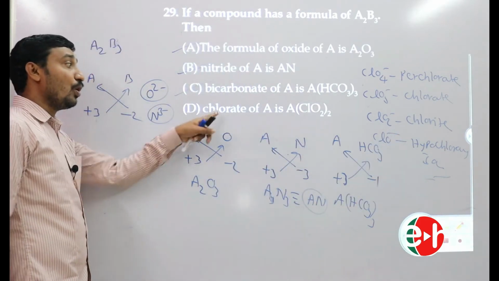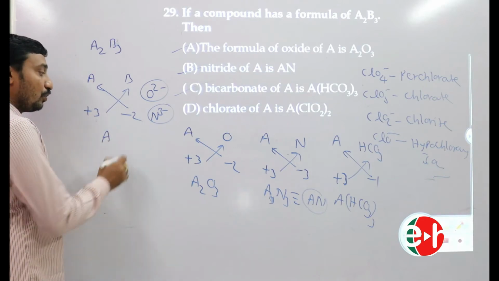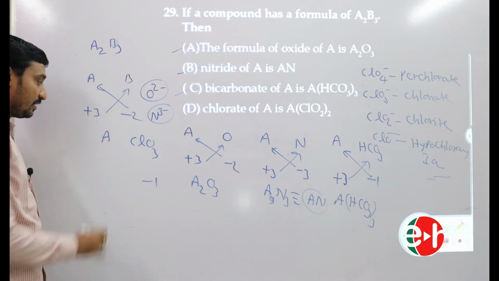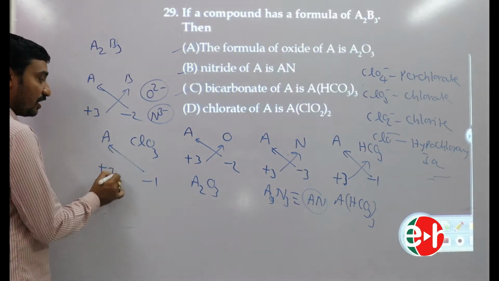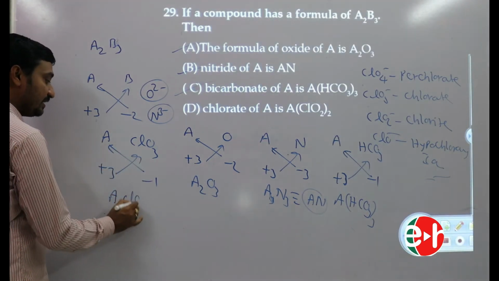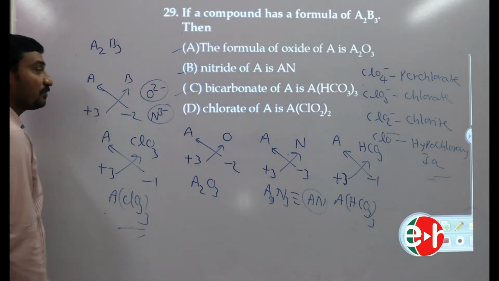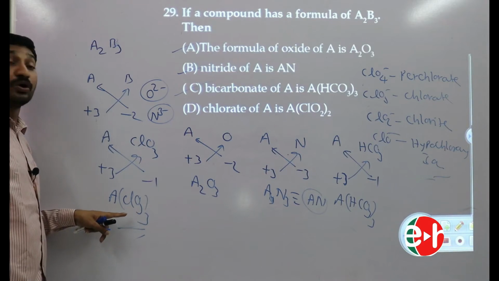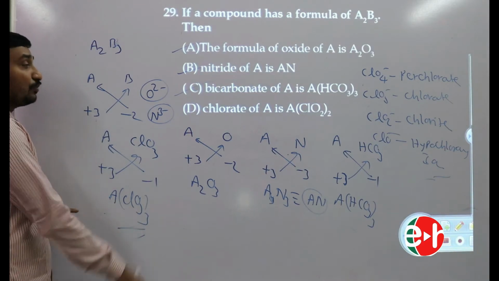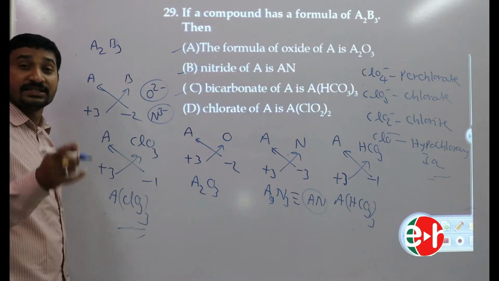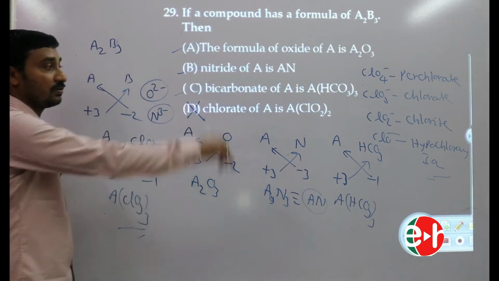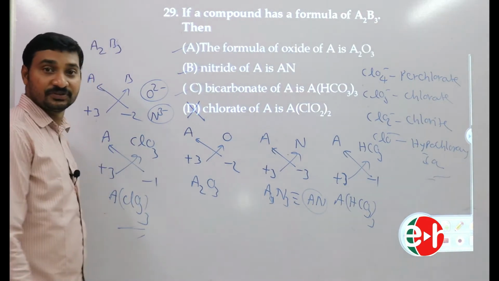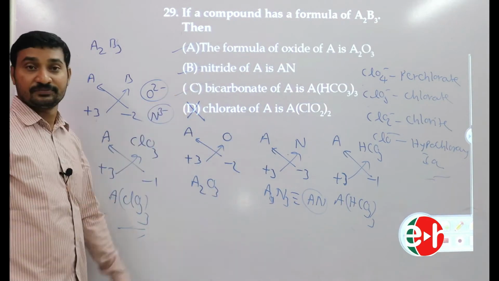Here given chlorate of A. Chlorate is ClO3-, A is +3, then formula A(ClO3)3. This is the formula of chlorate of A. But here given what? A(ClO2)2. So this is wrong. Okay, A, B, C are correct. Got it? So in this way we can do this. Next one.